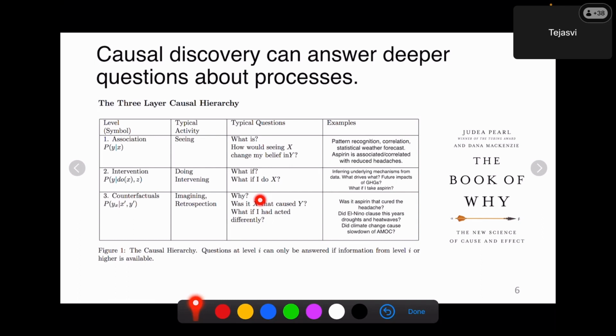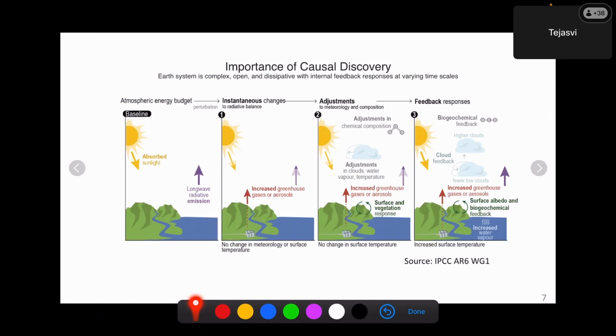So if you ask questions in this sense, it becomes even deeper in terms of knowledge and mechanisms, and these are called counterfactuals. So causal discovery based methods try to answer questions in these two paradigms. Now, why is all this important in earth science?